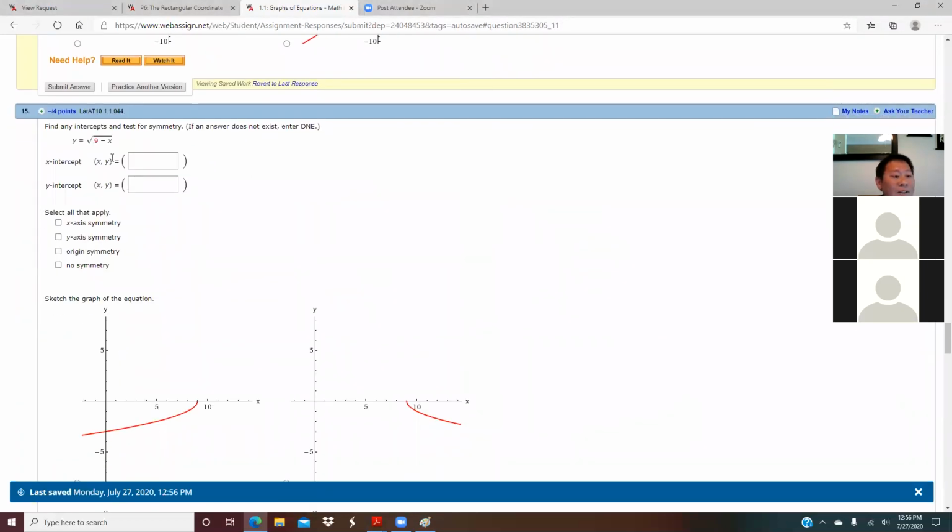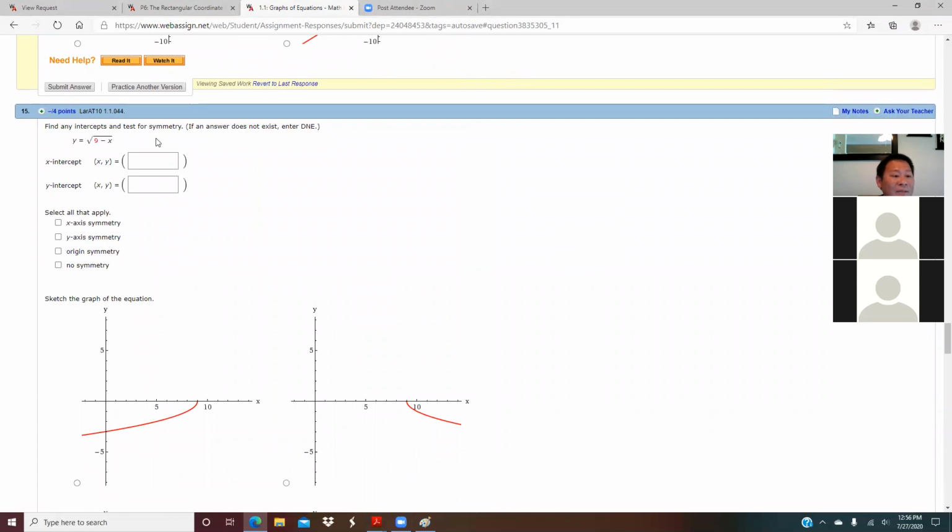The next one is to find any intercepts and test for symmetry in this case. Yep, go ahead and take attendance. Yes, I'm so sorry. Yes, go ahead and I will take attendance. So please type in present. Those students, go ahead, present. Yep, Maria is fine. I got you. Go ahead and type present. Those attendance time.